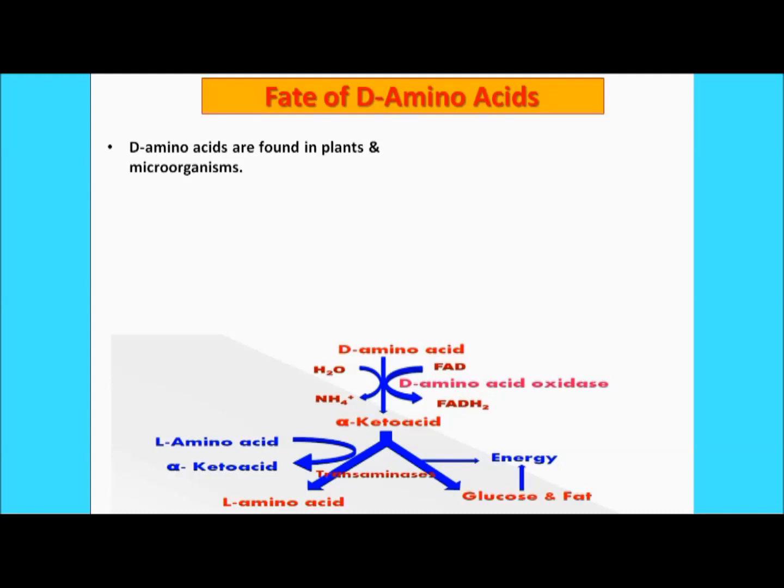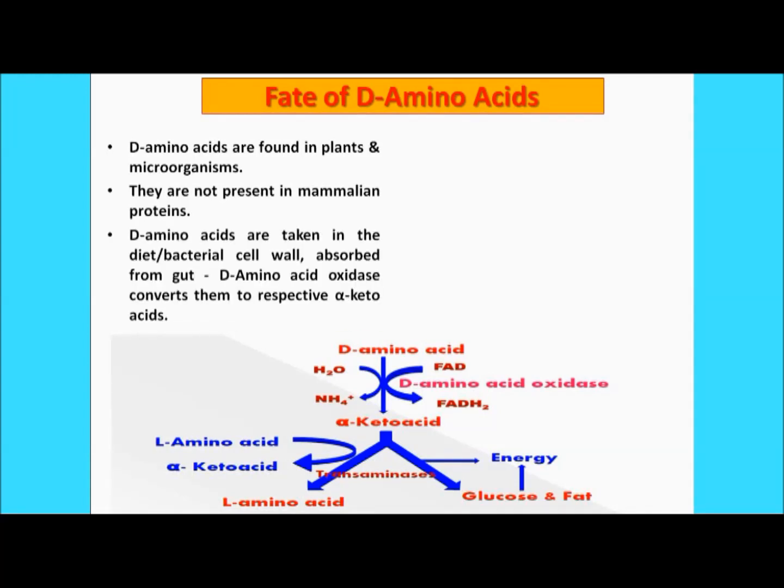So basically the D-amino acids are found in plants and microorganisms. That is the first thing. Moreover, they are present in the mammalian proteins, right? And the D-amino acids are taken in the diet or from bacterial cell walls, and absorbed from the gut in the human body. If the D-amino acid is present in your diet, it will be absorbed from the gut. And this enzyme, D-amino acid oxidase, particularly converts the D-amino acid to the respective keto acids.